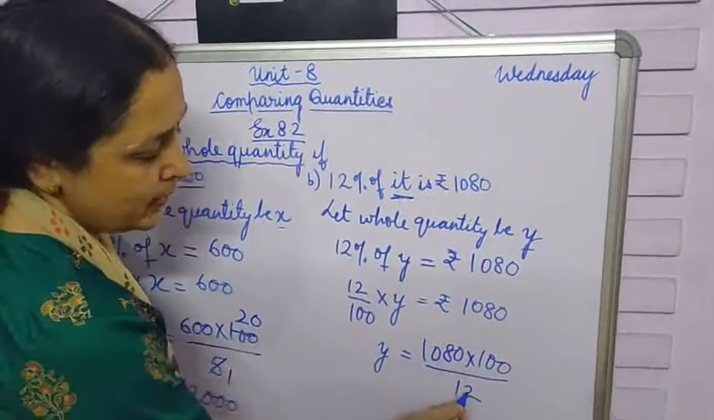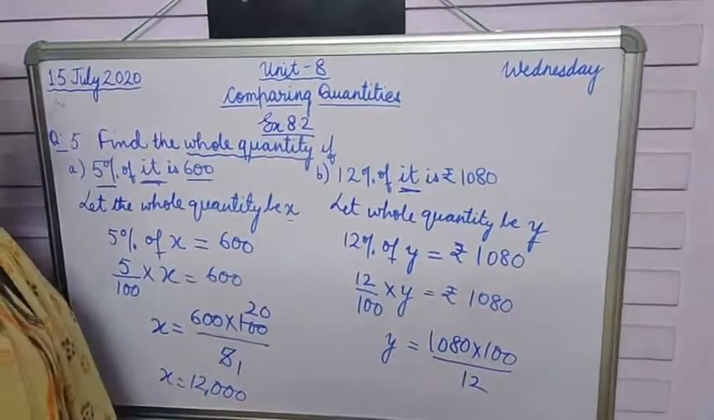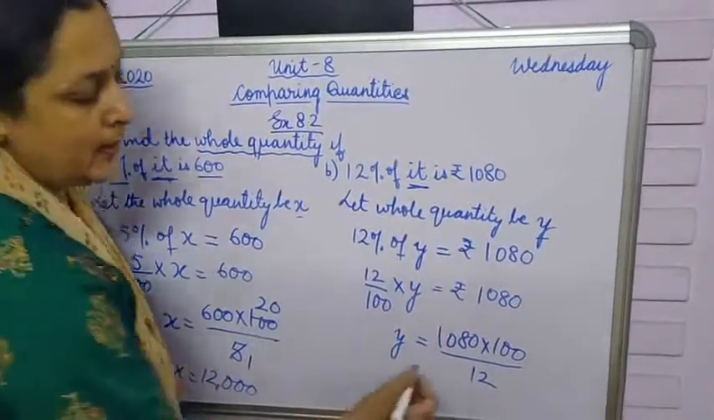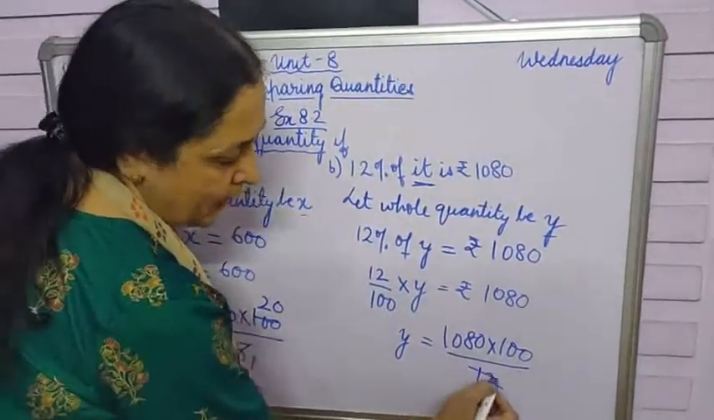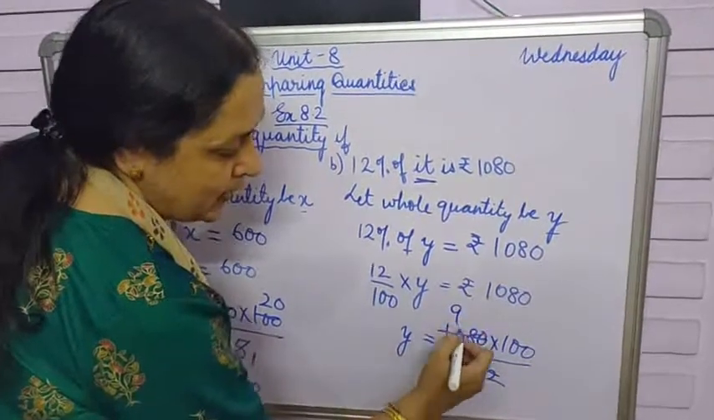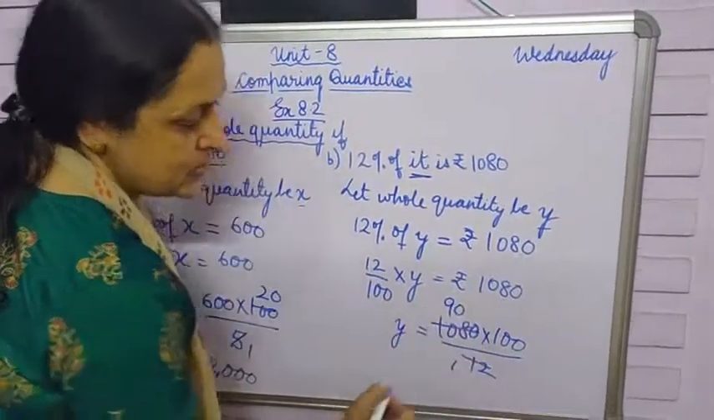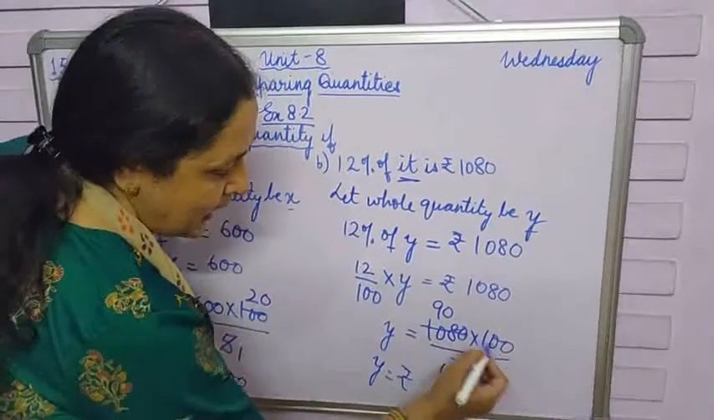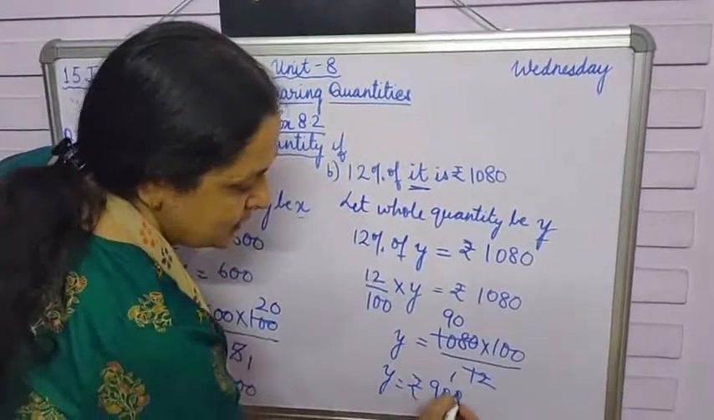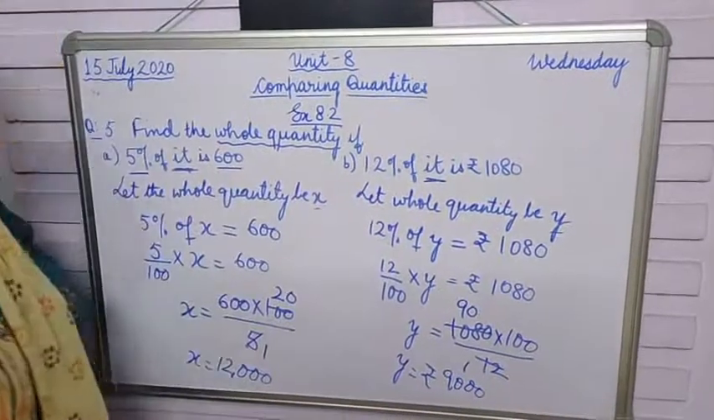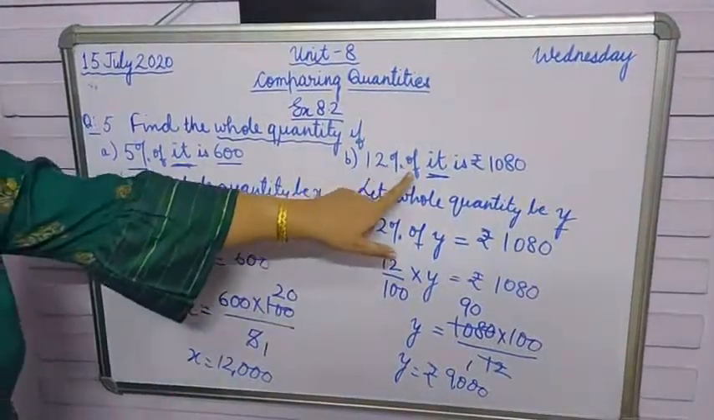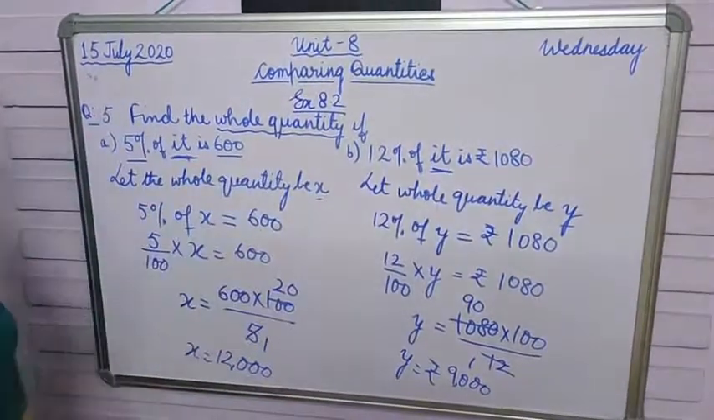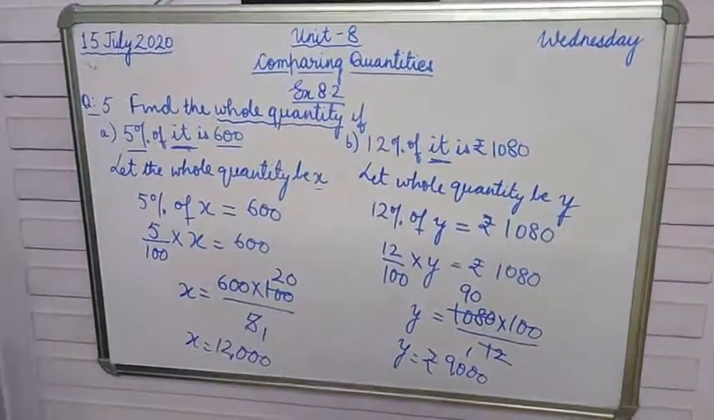Now this 108 is directly divisible by 12. If you remember the table, you can do it directly or you can do it by dividing by smaller factors. So 12 ones are 12, 12 nines are 108 and 10 is there with it. So y comes out to be rupees 90 into 100 is 9,000. That means if you calculate 12% of 9,000, it will come out to rupees 1080.